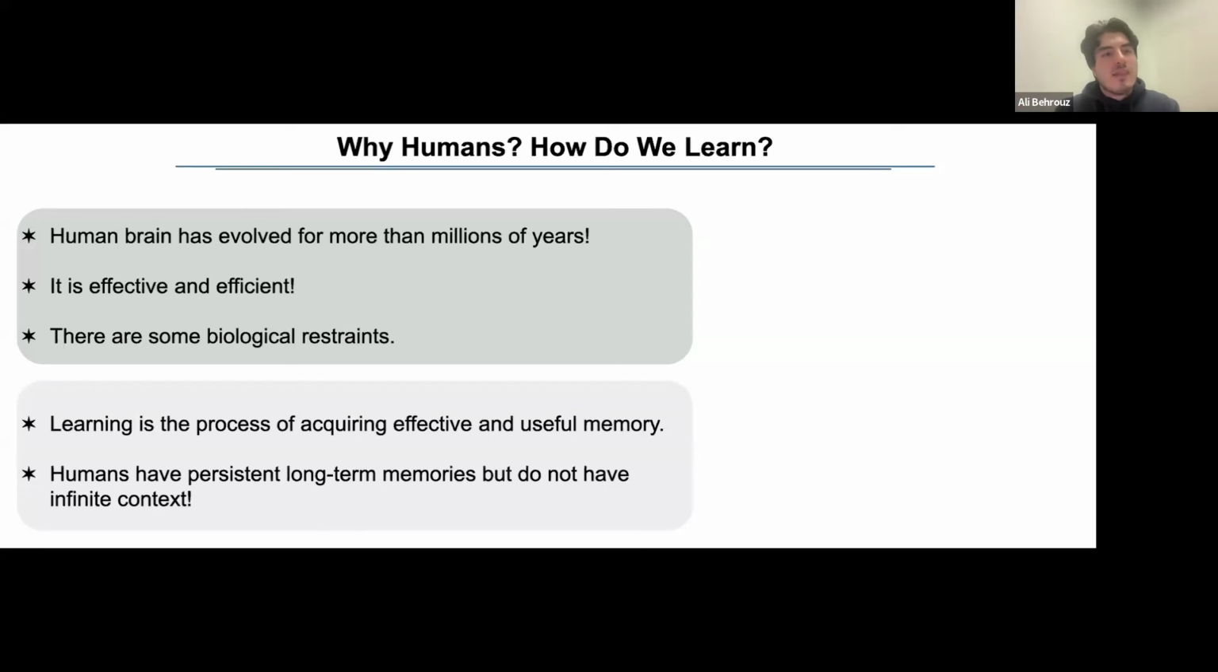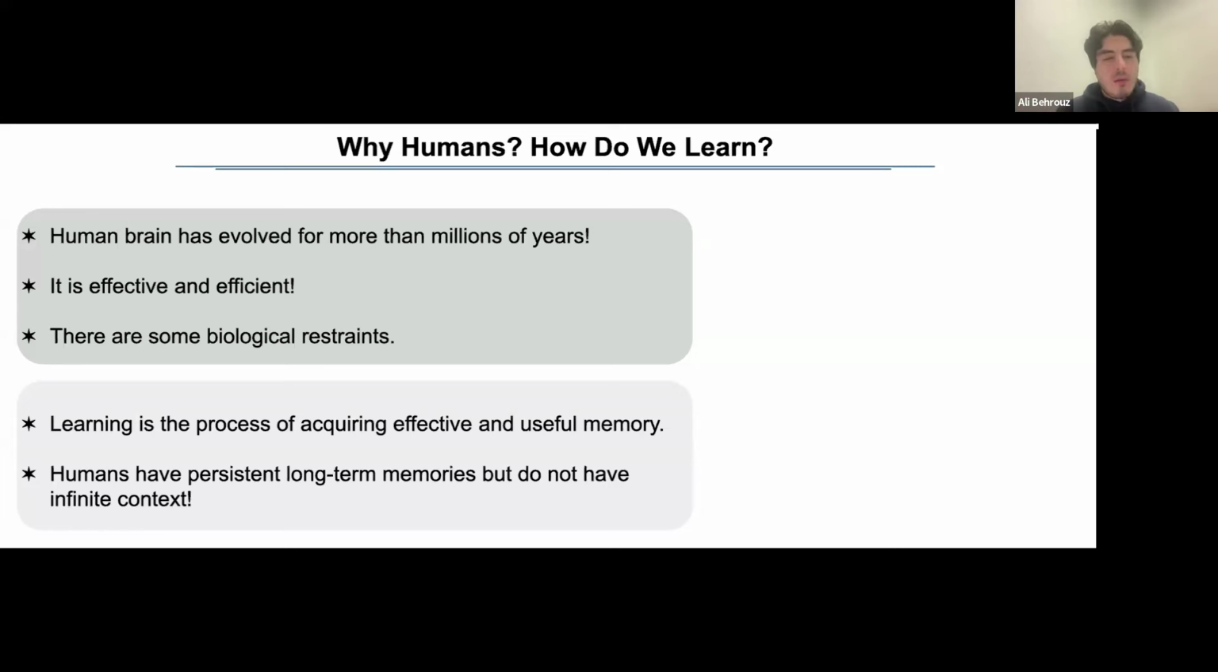Some people might say that there are a lot of things that AI can do that we cannot do. For example, you might not even need AI, just machines. For example, you might have a calculator that can do fast multiplications and things like that, but we cannot do that.